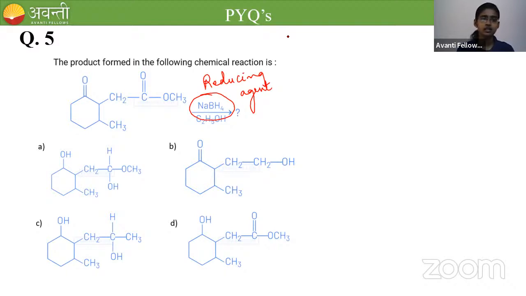In option A, both the C double bond O group, that is the ketone group, as well as the ester group have got reduced. In option B, the ketonic part remains constant, but the ester is getting converted to alcohol. And in case of option C, here in the ester, oxygen is getting removed and the ketonic part is getting reduced to alcohol. And in case of D, only the ketone gets reduced and the ester remains the same. So what is the correct option for the given reaction?